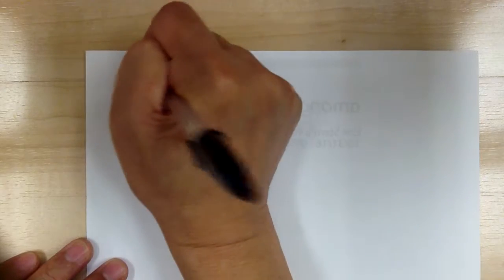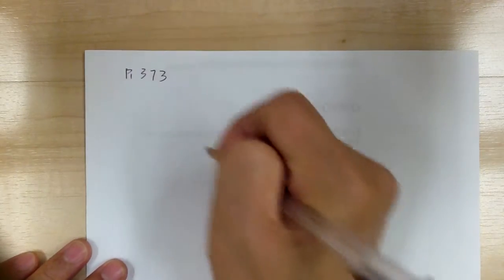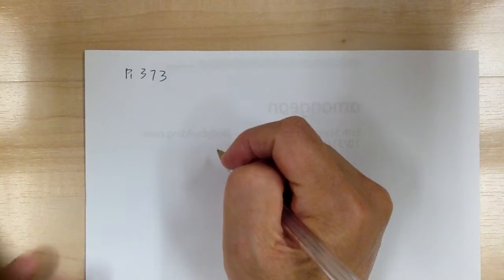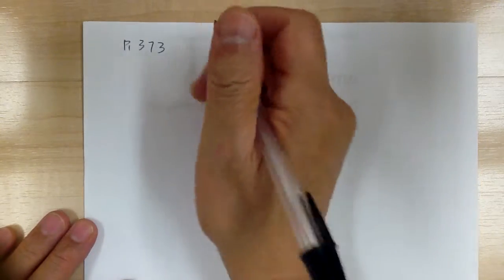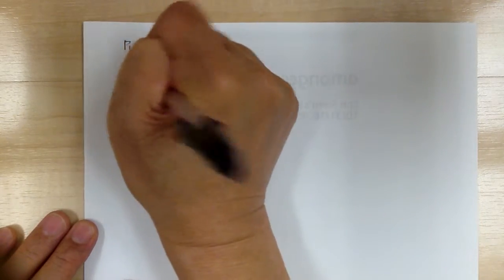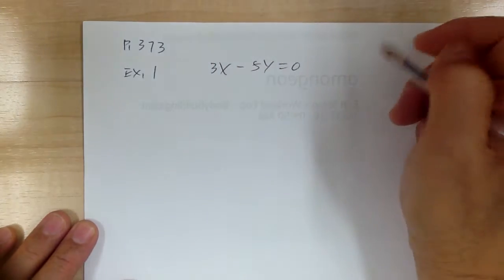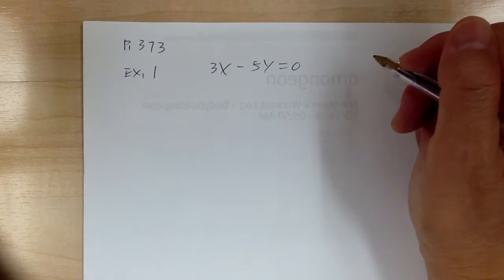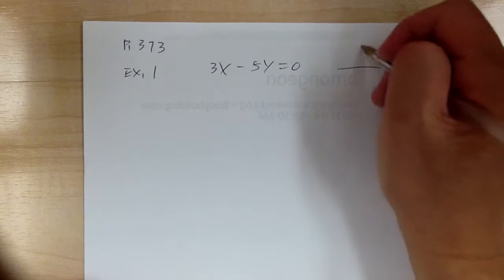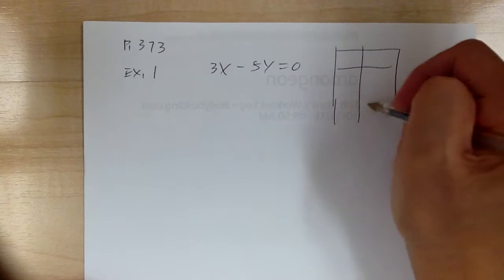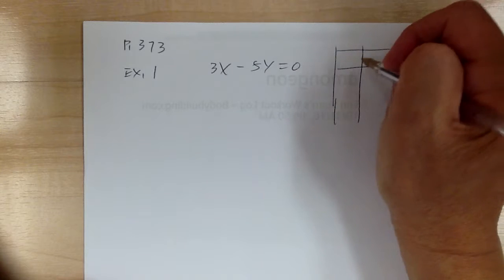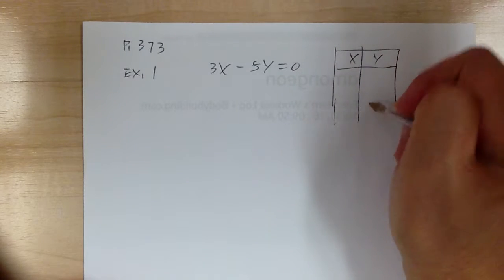Okay, now let's go to page 373. And let's do example 1. So you got 3x minus 5y equal to 0. So when you pick points, you want to pick a nice point. Okay? So the best way to do it is by choosing the 0. 0 would be your easiest point.